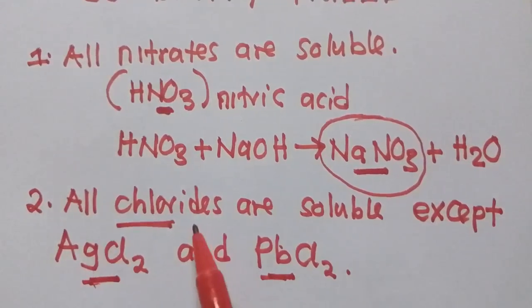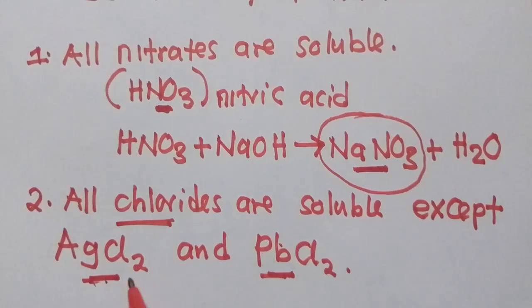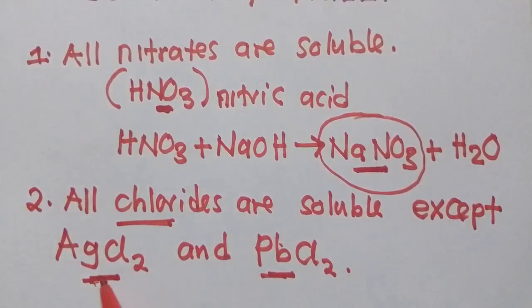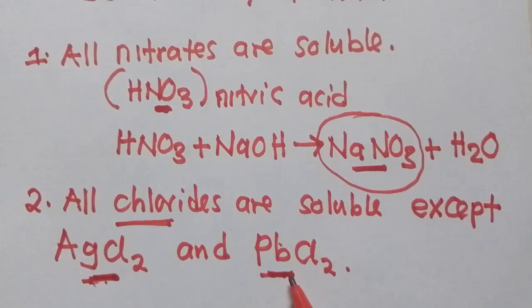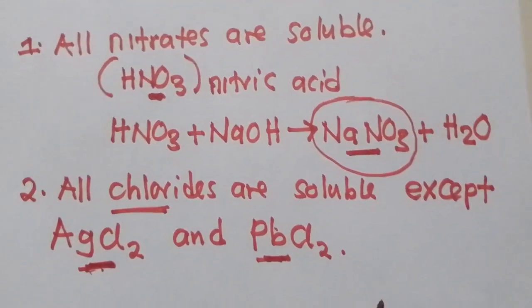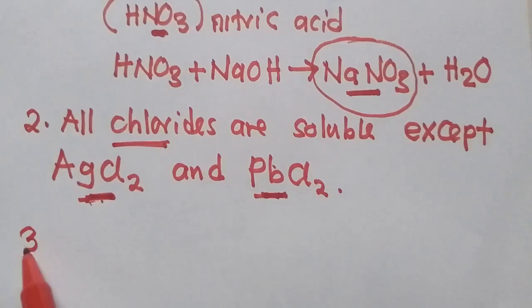So all chlorides are soluble except silver chloride and lead chloride. These two are insoluble. But any salt which will contain a chloride in it is a soluble salt except these two. So silver chloride and lead chloride are insoluble salts. Let us go to the third one.